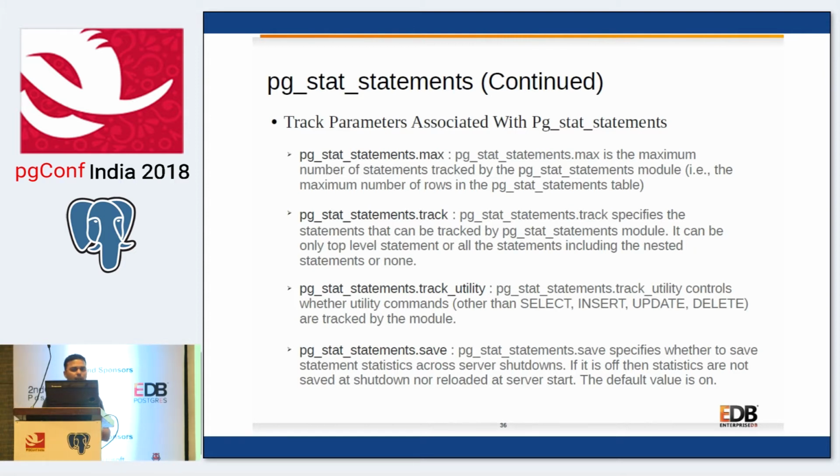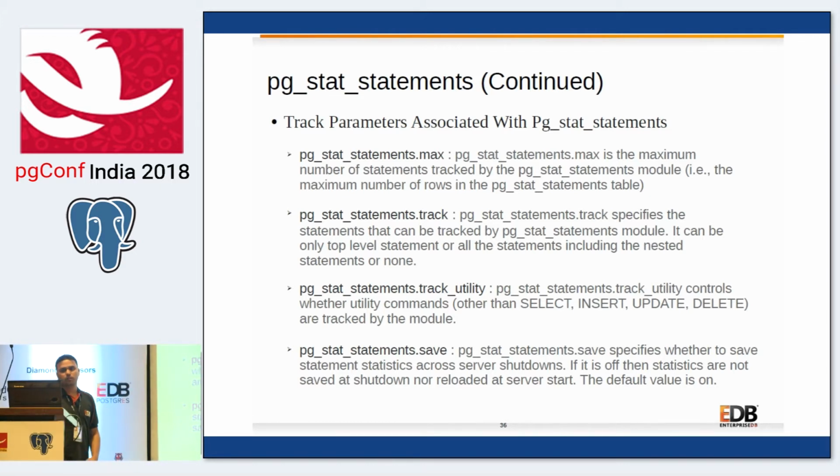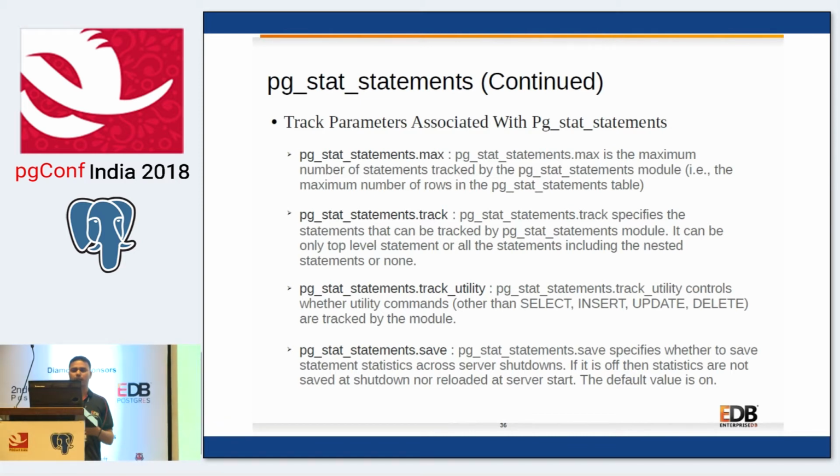Then there is pg_stat_statements.track, which tells what type of query needs to be tracked by pg_stat_statements, whether it should be tracking only the top level statements, or if there are nested statements, should it be tracking those nested statements as well or not. By default, it is just tracking the main query. It won't track the child queries. And then there is track_utility, which tells whether the utility statements, like create and delete and truncate and all those statements, should be tracked or not by pg_stat_statements.